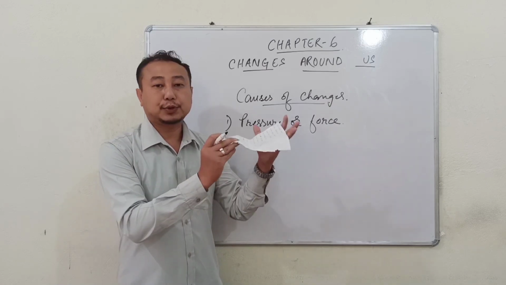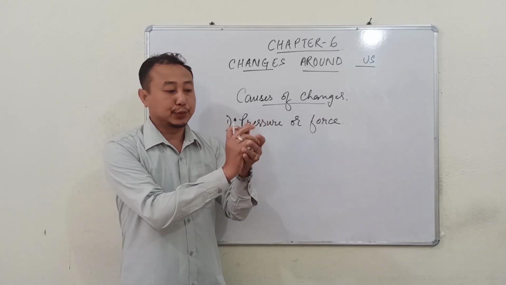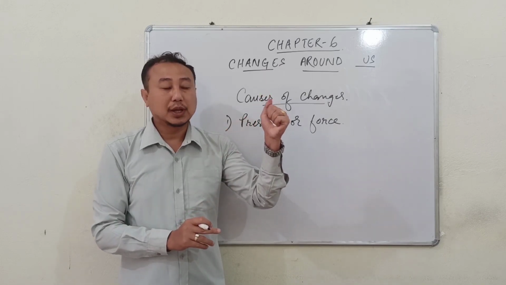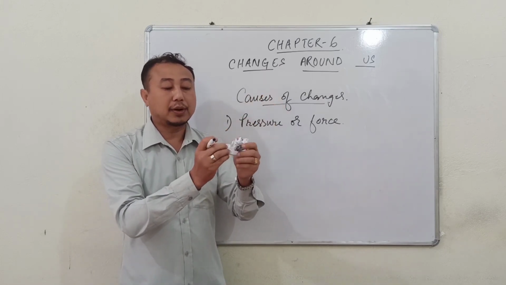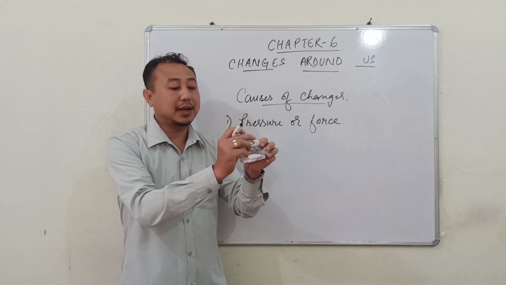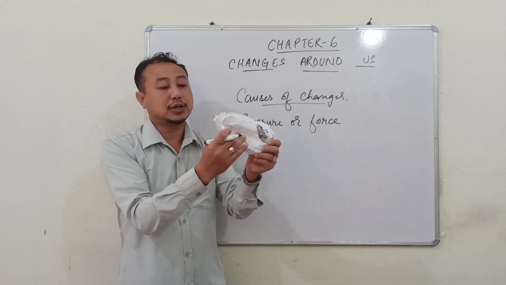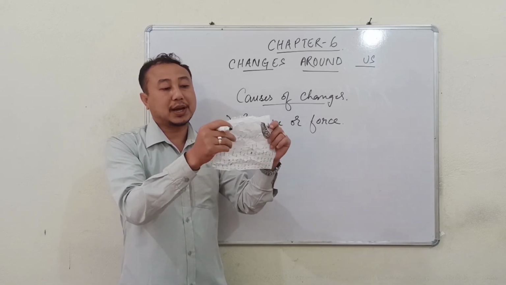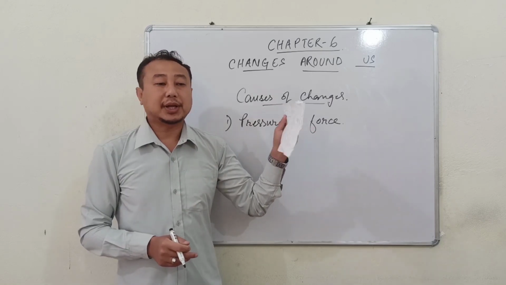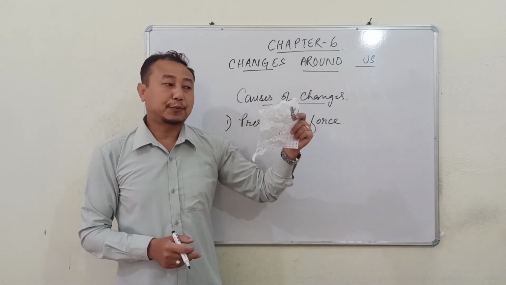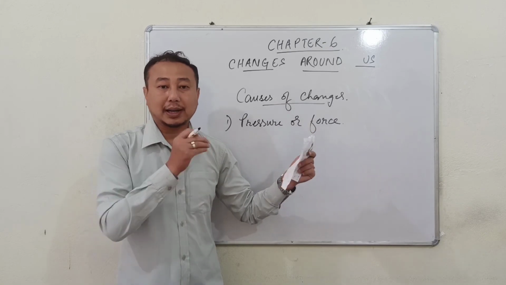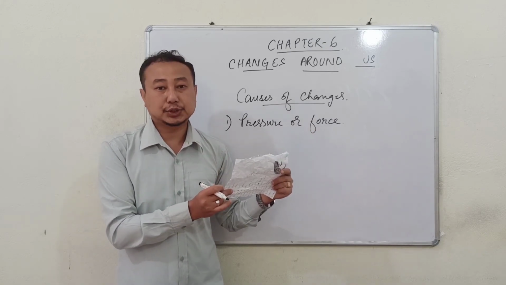Let us say, for example, for the first time, I am going to apply a force and crunch this paper. When I crunch this paper, the paper remains in its original form and it can be brought back to its flat structure by releasing the force. So as the paper is brought to its original form, the force that I apply on this paper, in this case, causes a reversible change.